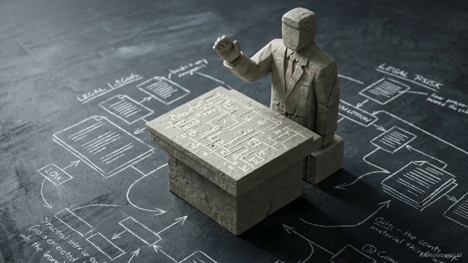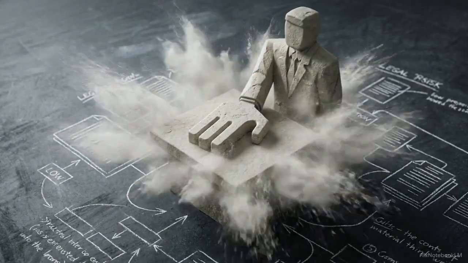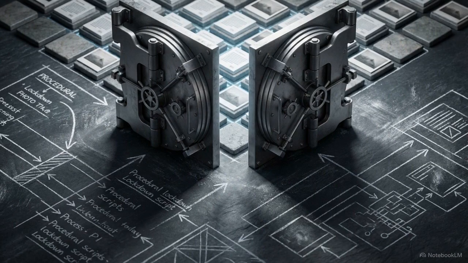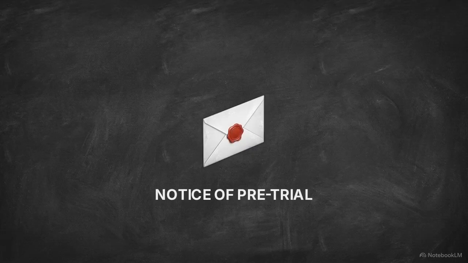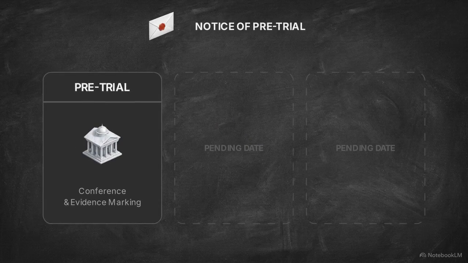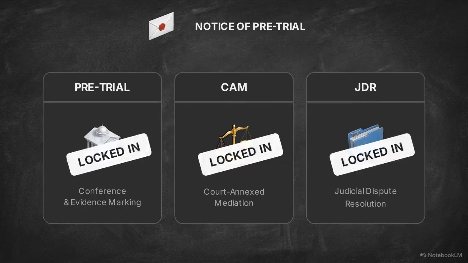In practice, this allows a litigator to strike any surprise evidence an opponent tries to introduce at trial by citing the lack of reservation in the pretrial record. Section 2 creates an evidentiary lockdown. Documents or testimonies omitted from this matrix are legally excluded from the court's consideration. The pretrial notice under Section 3 locks in 3 specific dates: the pretrial conference, court-annexed mediation, and judicial dispute resolution.